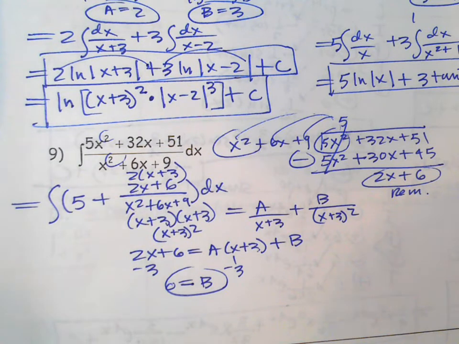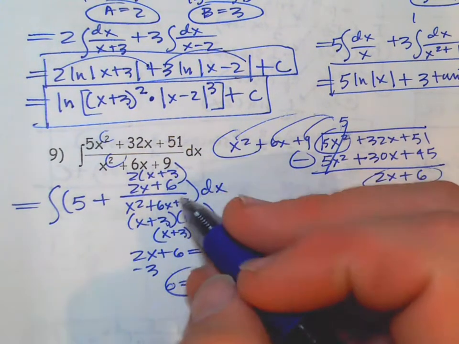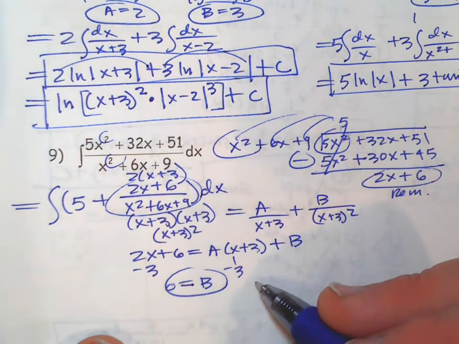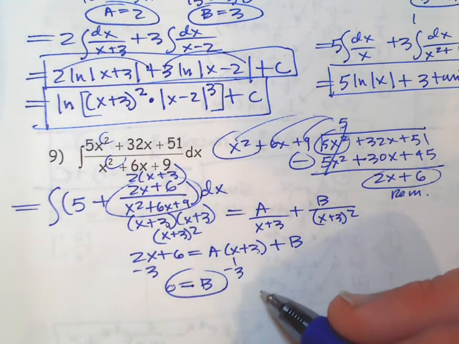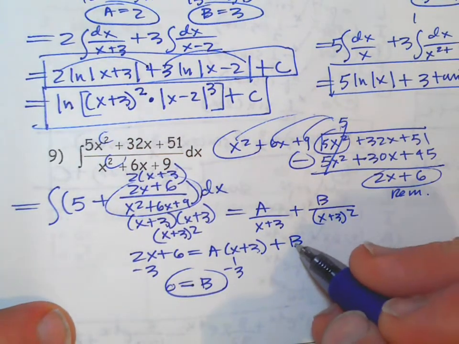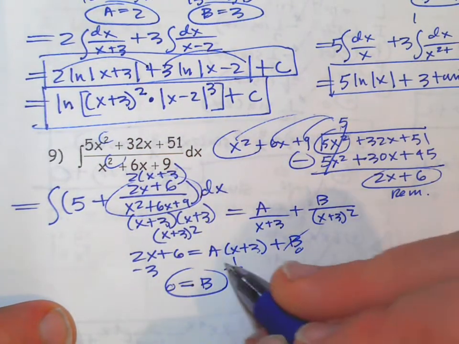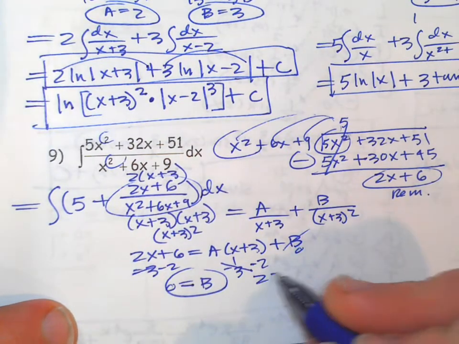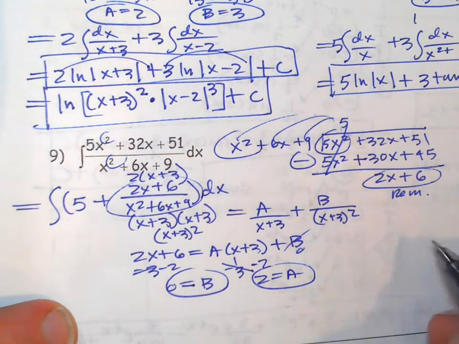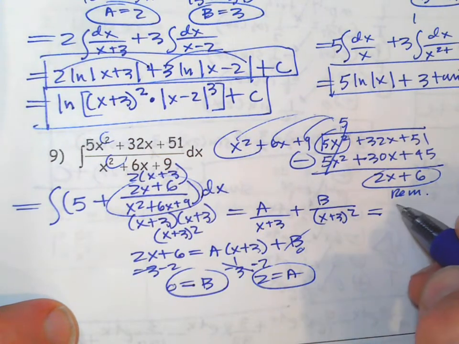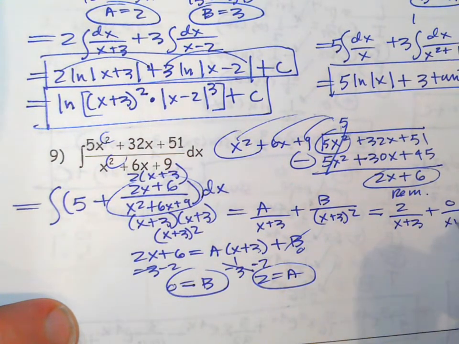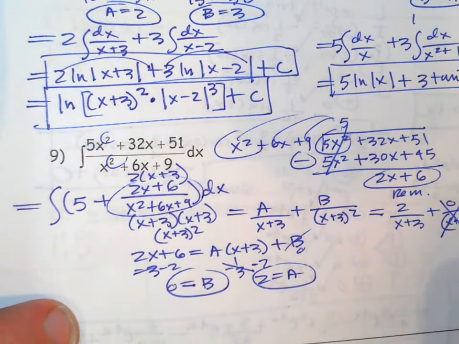You know what? We could have done U-substitution right here. This is going to work, but it's just unnecessarily hard. So I'll go back and show you in a second. Now we're going to plug that in. Then we're going to plug, say, negative 2 in. And so we get 2 equals A. So it's kind of weird, because this is going to be 2 over x plus 3 plus 0 over x plus 3 squared, which if you get 0, that probably means you didn't need to do it, okay?